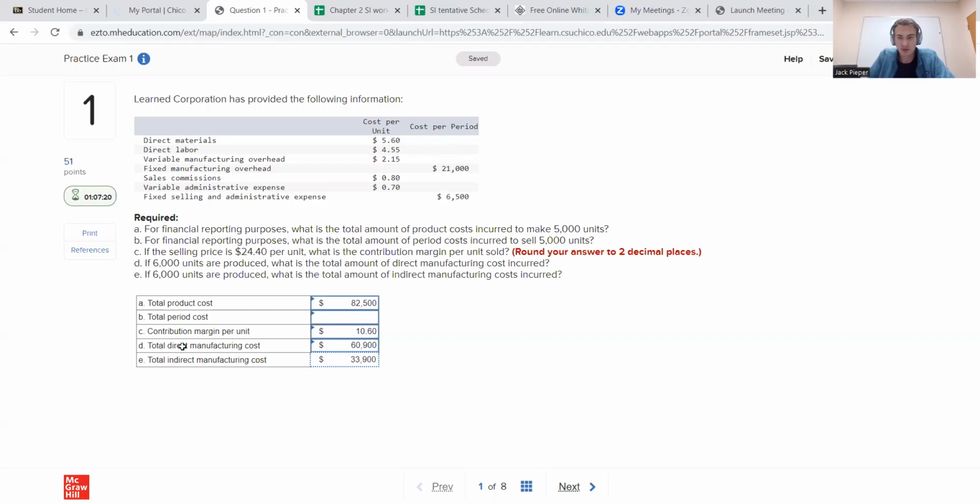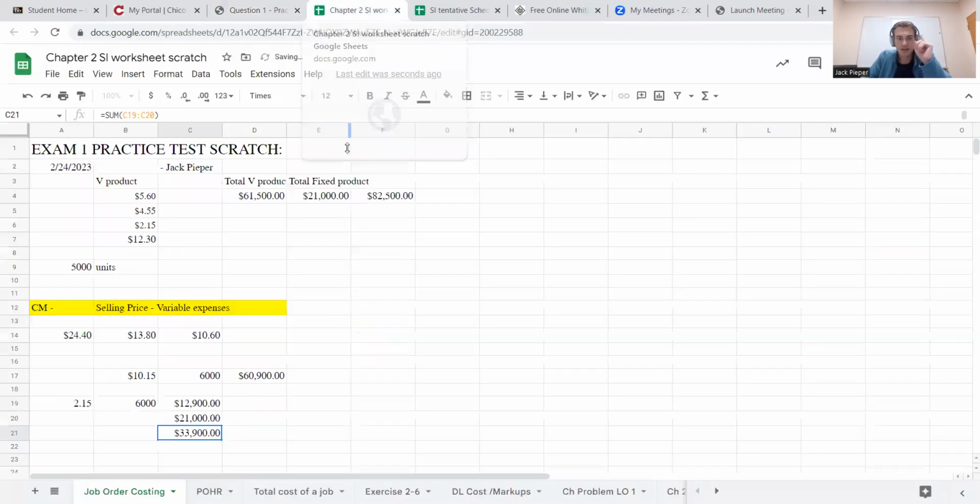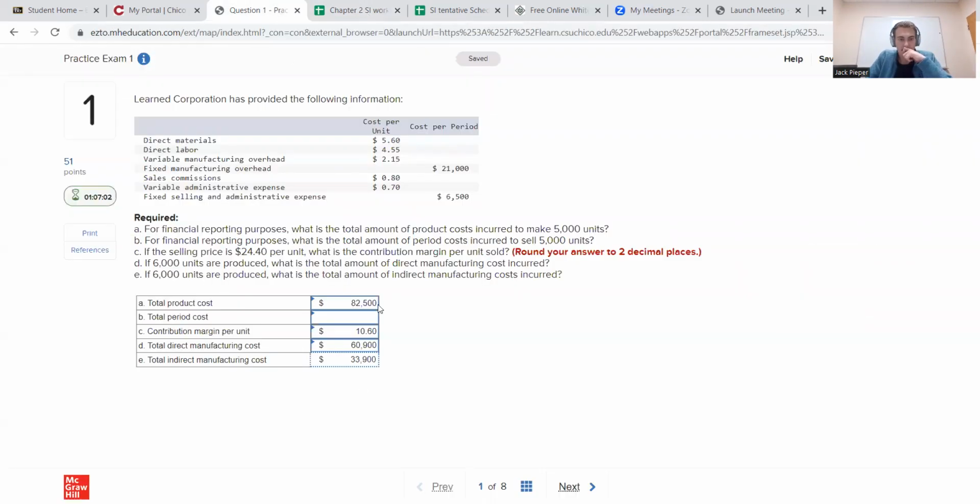So make sure that you're able to identify what the problem wants. When it says total direct manufacturing cost, make sure you know what that is. Total indirect manufacturing cost, know what that is. Each word means something. Pay close attention to it, because one word difference could be the difference between getting it right and getting it wrong.